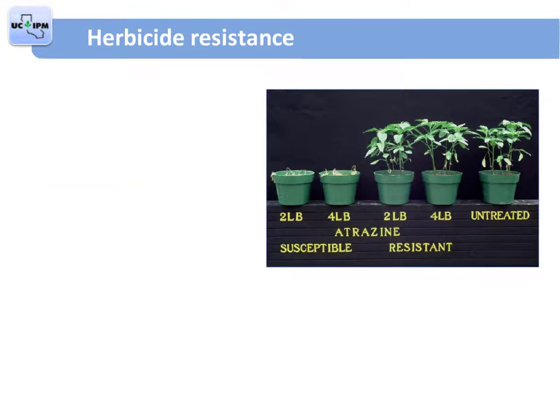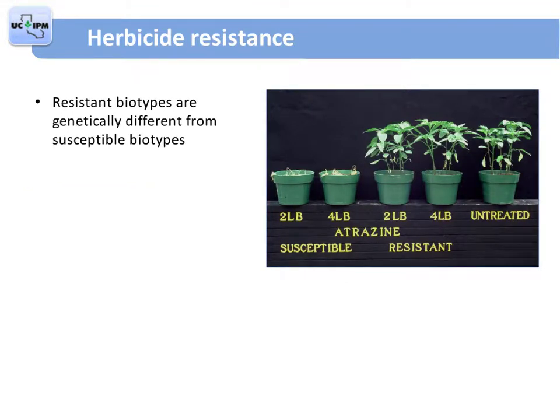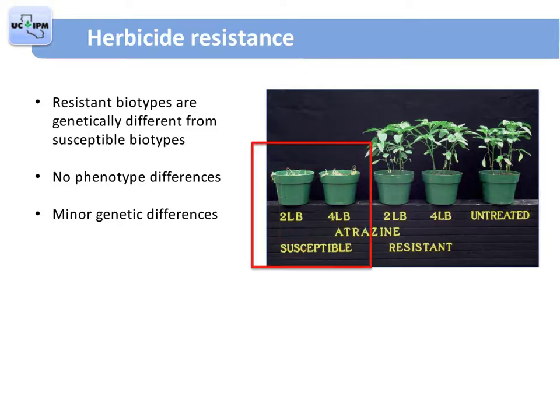Resistance develops when you have a genetic variability in the existent population. Usually, there are no phenotype differences between resistant and susceptible plants, only minor genetic differences that lead to resistance. You have a few individuals in the population that are resistant to an herbicide. Selection pressure eliminates susceptible plants and keeps only resistant plants. The picture seen here is of pigweed plants treated with atrazine. You kill the susceptible population. The resistant population survives at a higher level.